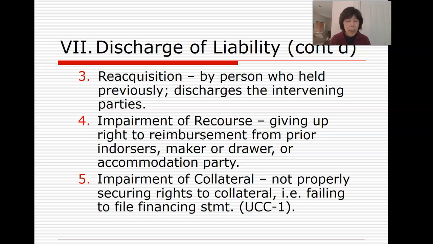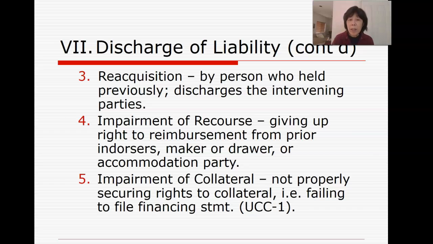And then the last one is if the collateral that is attached to the instrument becomes impaired somehow, so that it's not going to be collateral that will be able to be used to pay down the instrument, right? So that could be that the security was not properly attached, as easily a mistake could be made.